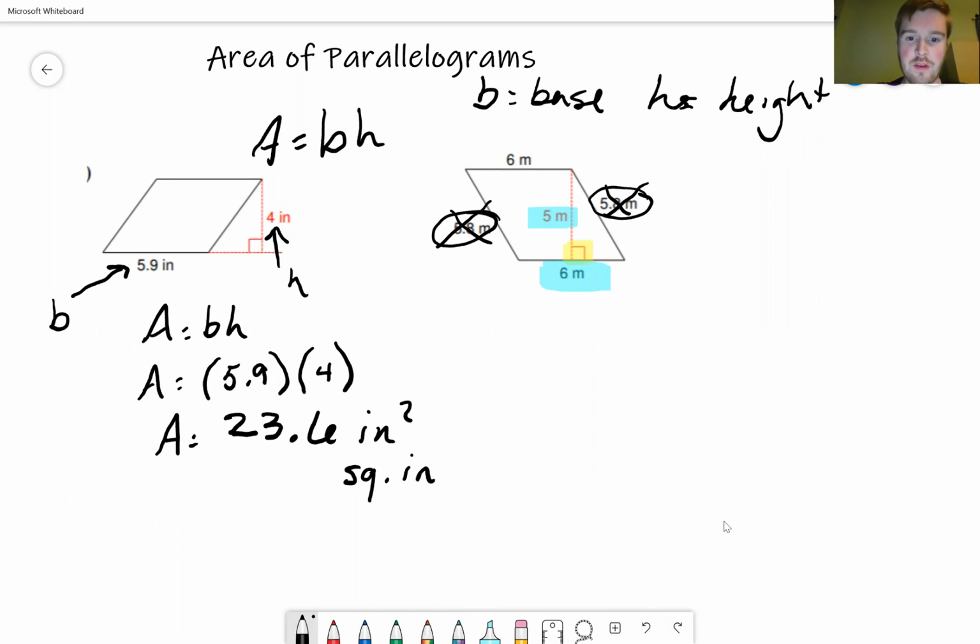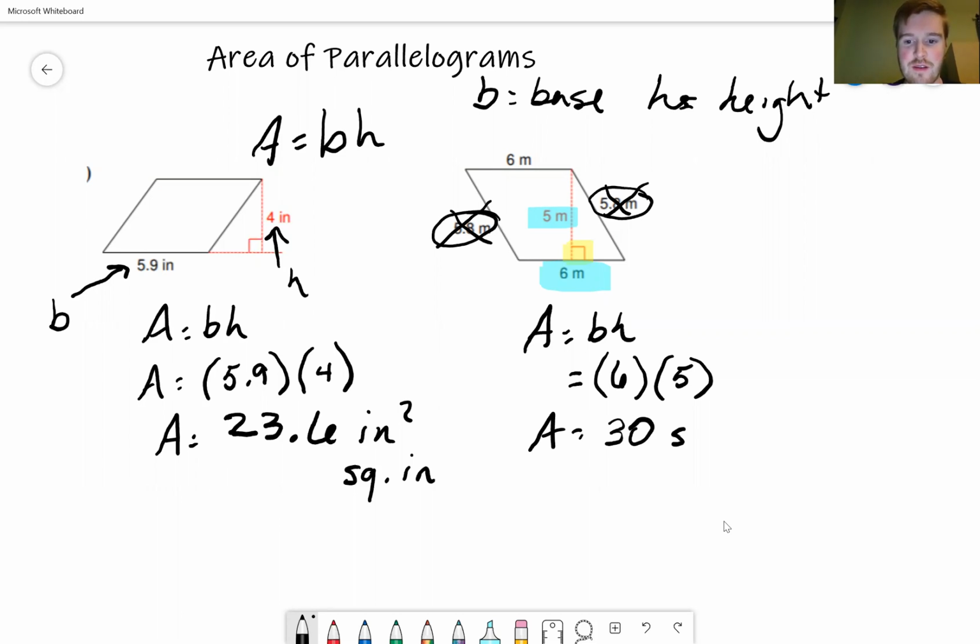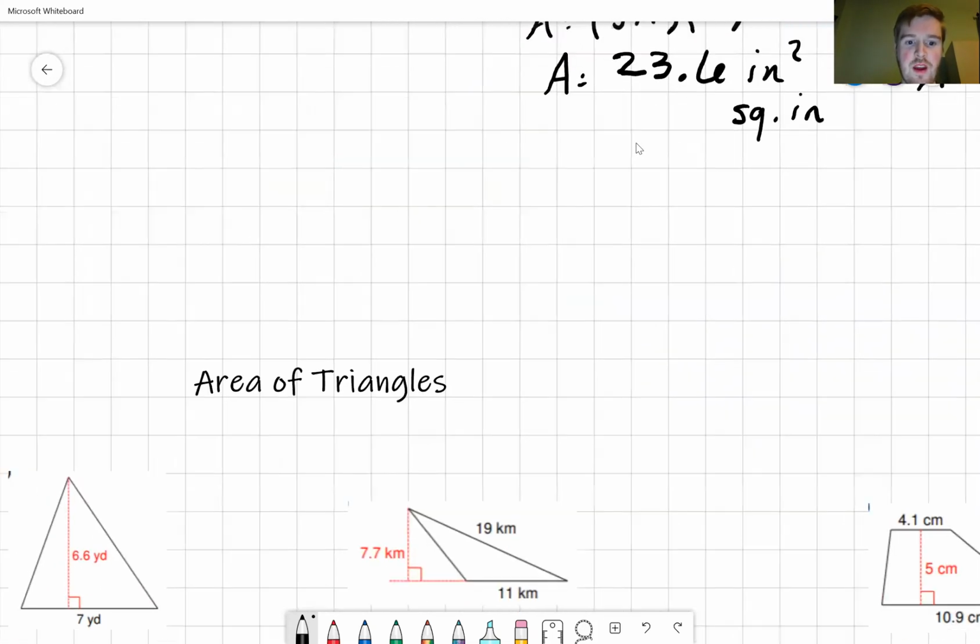All right, so we would just, again, take that formula. A is equal to base times height. Our base is 6 times 5. Hopefully y'all don't need a calculator for this one. 6 times 5 is 30 square meters. And if you did, that's okay. No problem at all. All right, so that's area of parallelograms. Really easy. Just a simple multiplication problem. All right. Area of triangles.